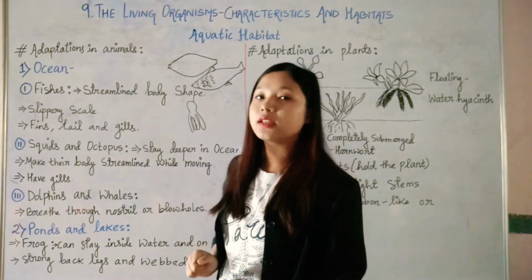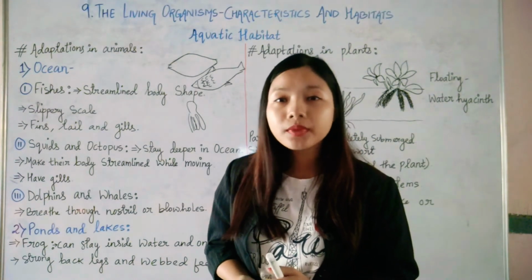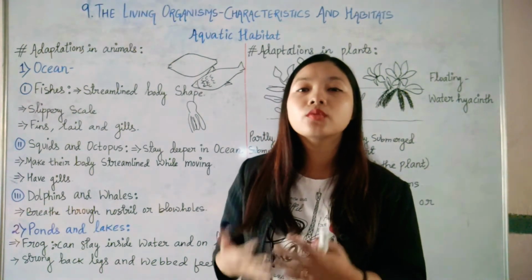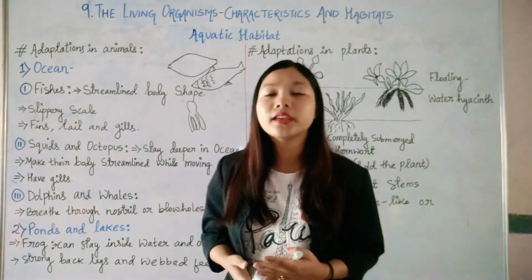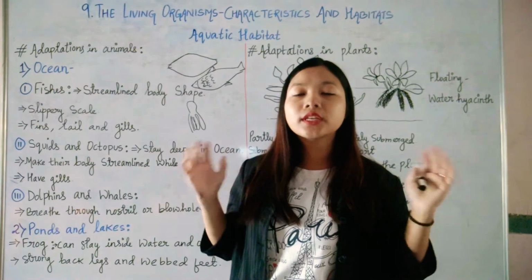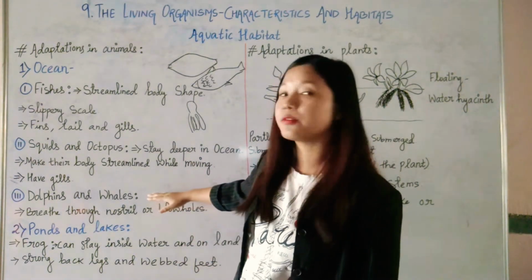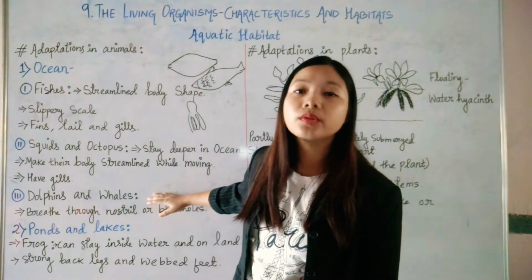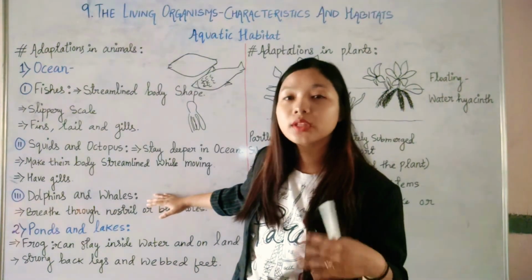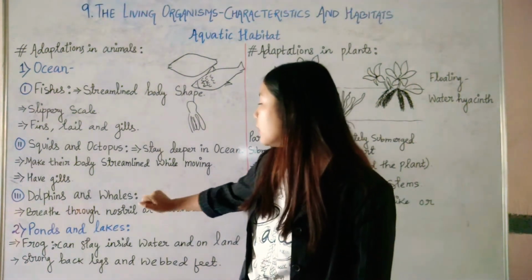Dolphins and whales. Dolphins and whales are actually mammals. Mammals include organisms like human beings, cow, dog, cat, lion, elephant. So all these complex organisms are categorized in the group called mammals, and dolphins and whales are also members of the mammal group. But they live in water. So they have their adaptation according to their surrounding.